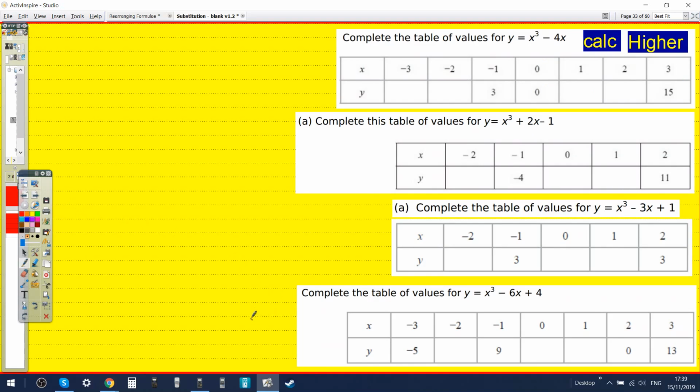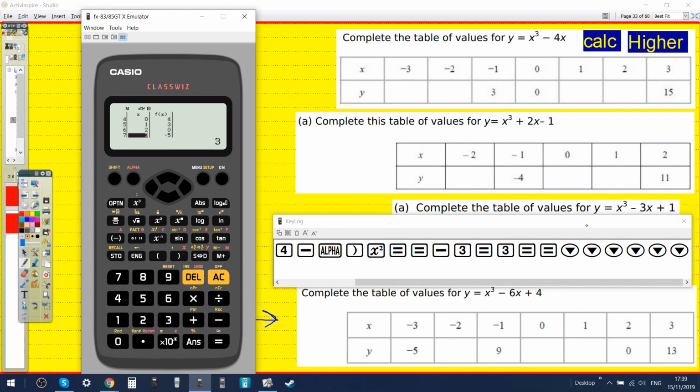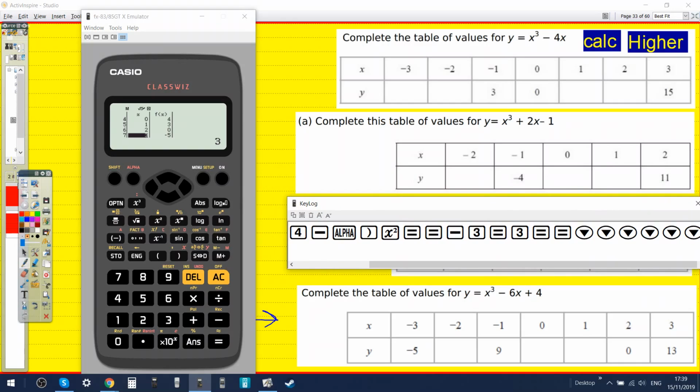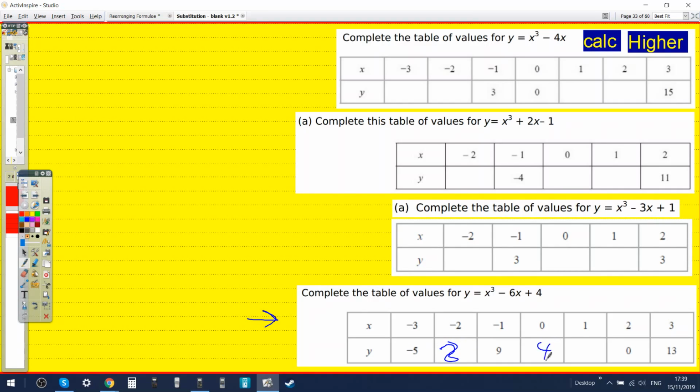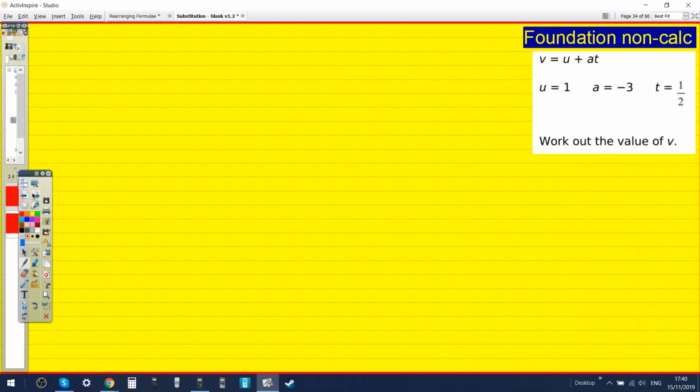Want to try the very last one? Yeah. Okay. So x cubed minus 6x plus 4 equals minus 3. So minus 3 minus 5, minus 2, 8. 0, 4. 1, minus 1. 2, 0, and 3, 30. That's it.